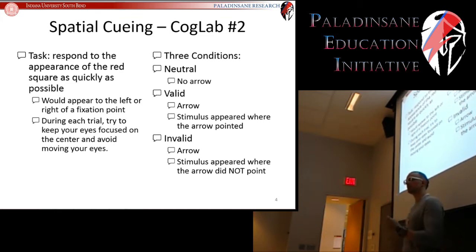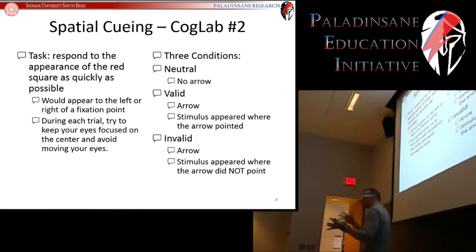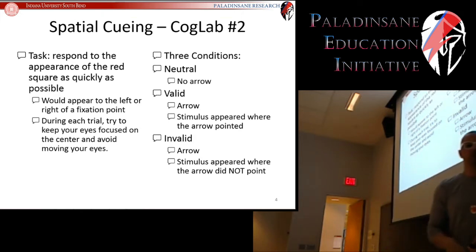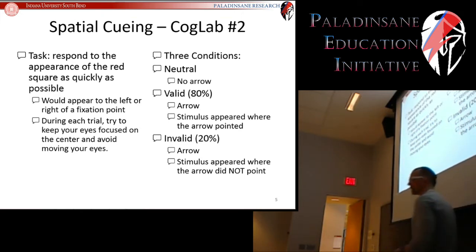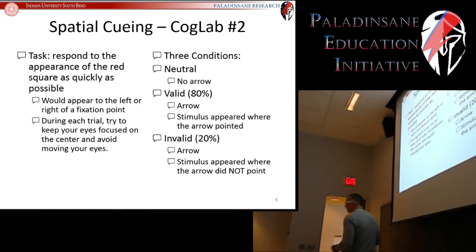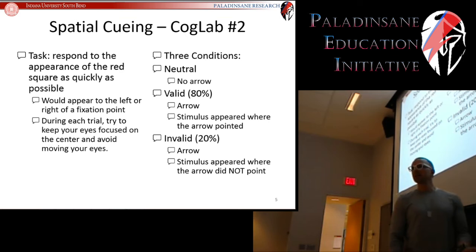It's not a natural thing to do, but you can move your attention away from where you're looking, and that is your covert attention. That you are allowed to move, eyes you are not allowed to move. And then just to kind of keep you on your toes, the valid condition, the stimulus appeared where the arrow pointed, but only 80% of the time. So it was valid, but only 80% valid.